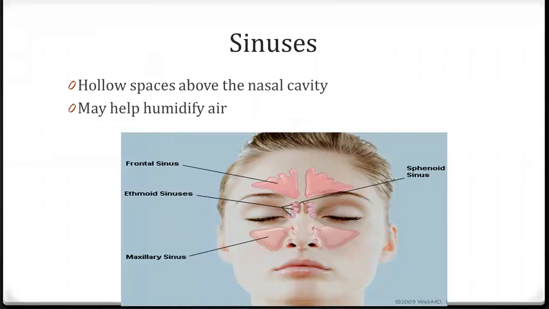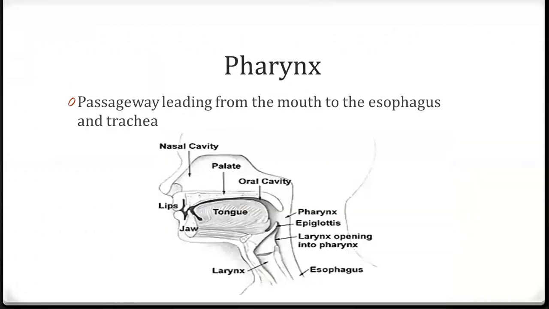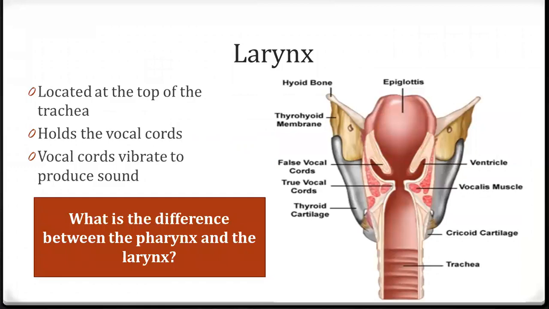The sinuses are the hollow spaces above the nasal cavity. They can help to humidify air. These sinuses right here, the maxillary sinuses, are where I feel it most when I have a sinus infection. You feel a lot of pressure there. It might feel a little bit better if you push on it. The pharynx is the passageway leading from the mouth to the esophagus and the trachea. The larynx is located at the top of the trachea. It holds the vocal cords, and vocal cords vibrate to produce sounds.